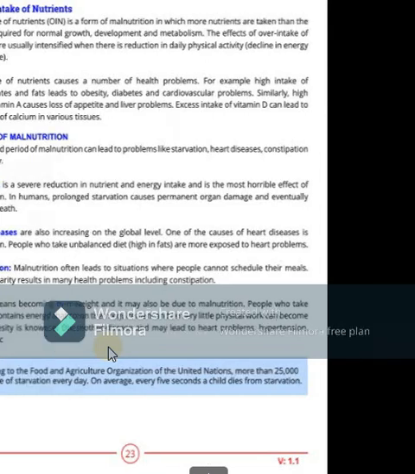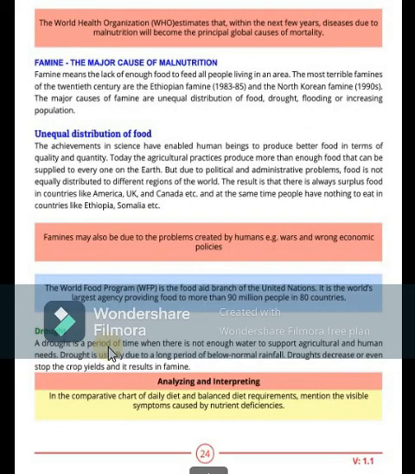Now we will move towards the major causes of malnutrition. The first one is famine. Famine means that there is a lack of enough food to feed all people living in an area. The most terrible famines of the 20th century are the Ethiopian famine from 1983 to 85 and the North Korean famine in the 1990s. Then the other cause of malnutrition is unequal distribution of food. There is a surplus in some countries, while in some countries there is not enough food, and people obviously die.